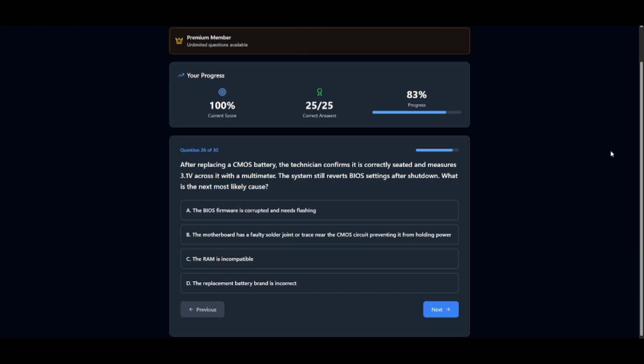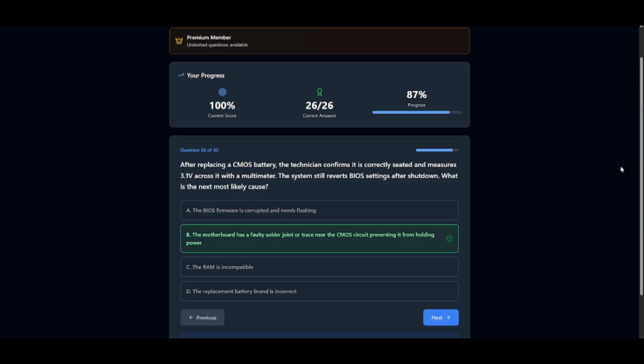All right, and the answer to this question would be B. The motherboard has a faulty solder joint or trace near the CMOS circuit. Because we know for a fact that the battery is already seated properly, this would be the next most likely culprit in this exact situation. You will see questions just like this on the A+ Core 1, so be prepared for that when you go to take your test.